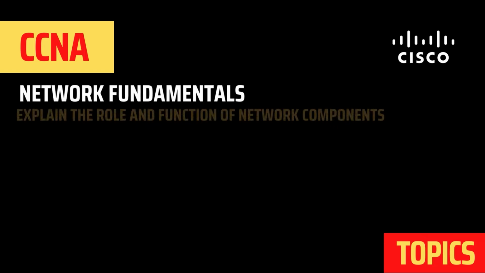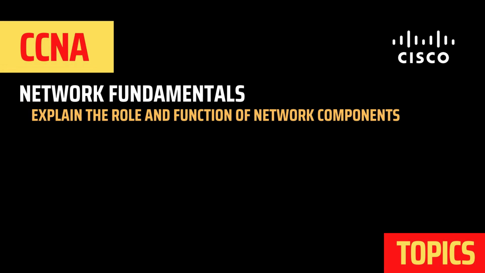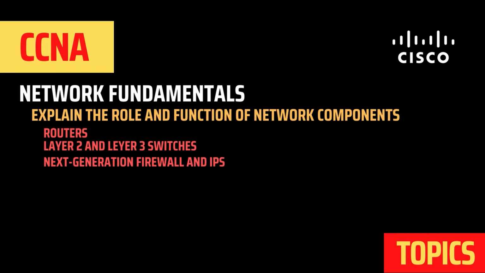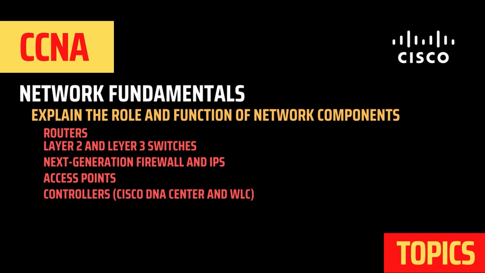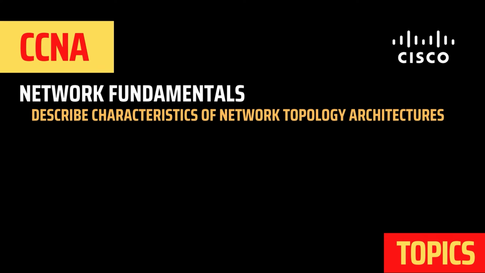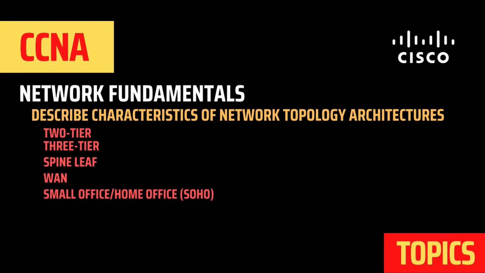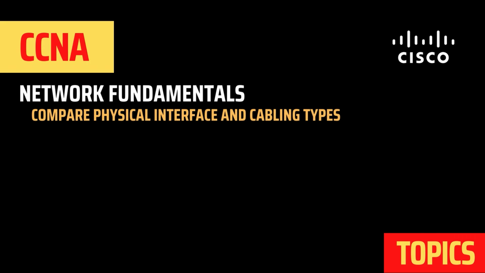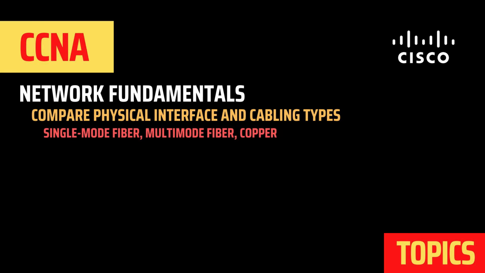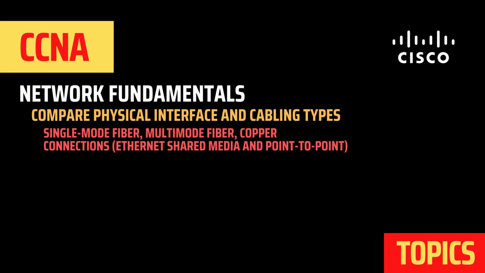Network fundamentals: explain the role and function of network components: routers, Layer 2 and Layer 3 switches, next-generation firewalls and IPS, access points, controllers, Cisco DNA Center and WLC, endpoints, servers, power over Ethernet. Describe characteristics of network topology architectures: 2-tier, 3-tier, spine leaf, WAN, small office/home office, on-premise and cloud. Compare physical interface and cabling types: single-mode fiber, multi-mode fiber, copper, connections, Ethernet shared media and point-to-point.